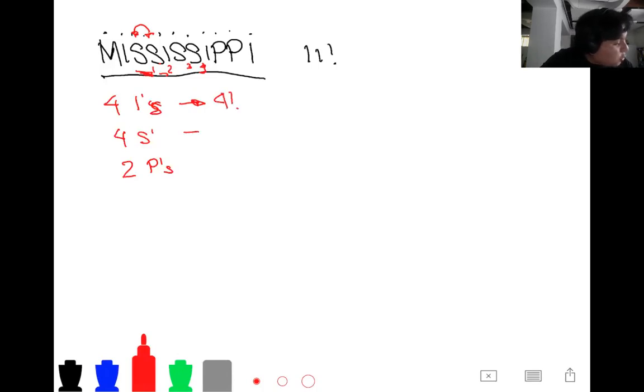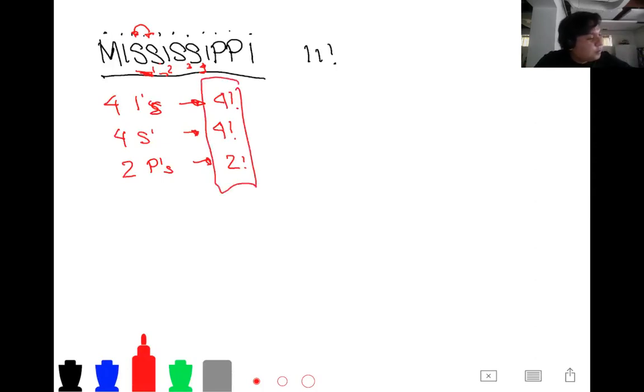The same is true with S. Now for P, because you only have 2, it can only be arranged in 2 factorial ways, which is just 2 ways. Just interchanging them. Now, what do we do with these? So 4 factorial is the number of ways you arrange the I's. 4 factorial, the number of ways you arrange S. 2 factorial is the number of ways you arrange P.